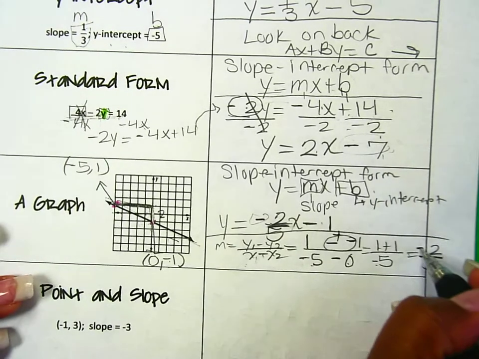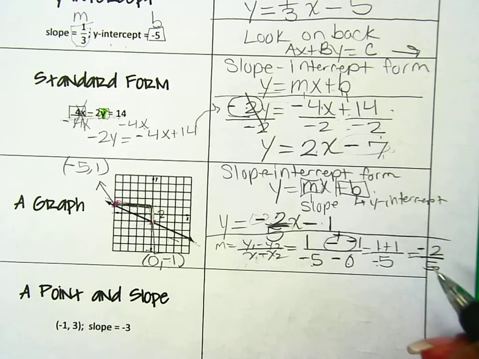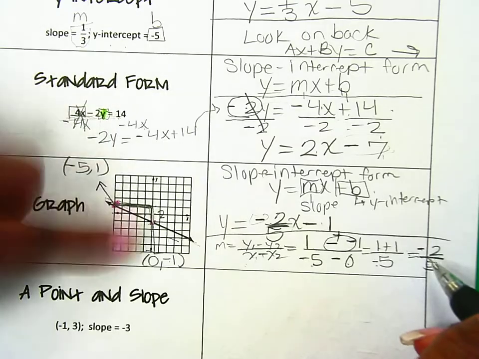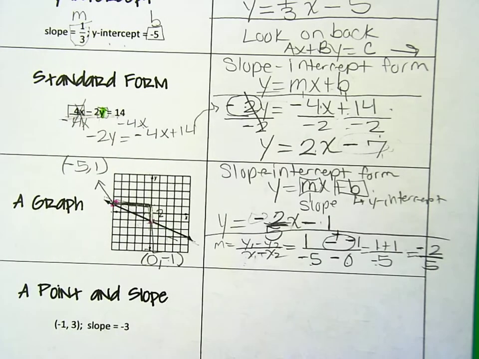Because it doesn't matter. I can leave the negative here or here. Usually, we don't leave it in the denominator. So now I know the slope is -2/5. You'll be like, but you already knew that from the rise and run. Absolutely. It's the same thing, okay? I want you to see that we're not doing different things.